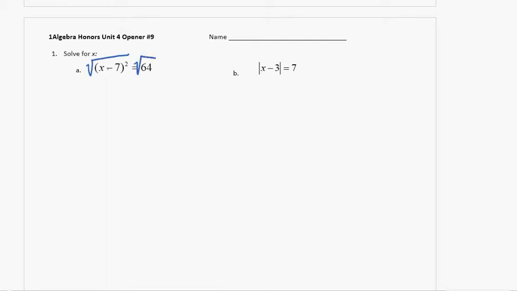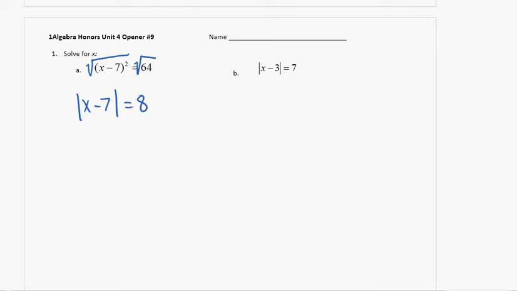Again, the square root of a quantity squared, something we talked about in the last video, opener number 8, is not just that quantity. So we take the square root of (x - 7)², and what you get is not just x - 7, you get the absolute value of x - 7. And it is equal to the square root of 64, which is 8.